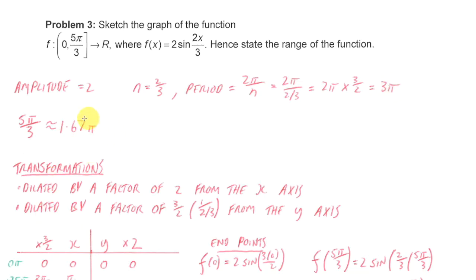Now what's interesting for us is to try and get a bit of a feel for where 5 pi on 3 is. So we're going from 0 to 5 pi on 3. 5 pi on 3 is approximately equal to 1.67 pi. So we could rewrite that as being 1 2/3 of pi, but it just gives you a feel for what the number is, because otherwise, just looking at it, you may really struggle to understand where that is along the x-axis.